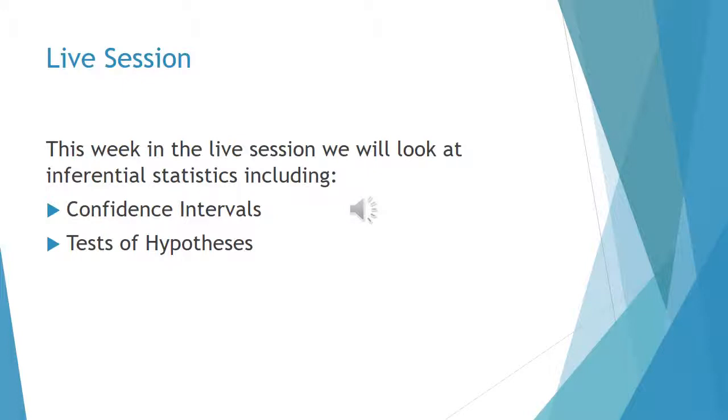Then, the last part of this week, we're going to spend time looking at inferential statistics. We're just going to start our journey with inferential statistics. So we're going to look at confidence intervals. Confidence intervals are where we make an inference about a population parameter, maybe the mean, based on a sample. We'll spend some time discussing what that represents. We'll talk about it in our live session.